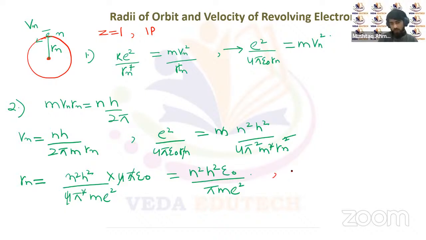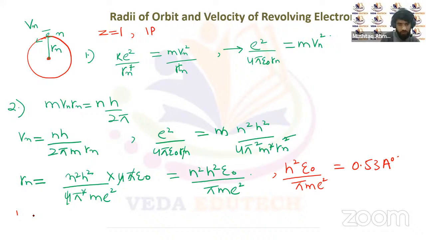If we calculate the values of these constants, h square epsilon naught upon pi m e square comes out to be equal to 0.53 angstrom. Or we can write the radius of the nth orbit of an electron, rn, equal to 0.53 multiplied by n square angstrom. This is the radius of the nth orbit of an electron. Now, this is with respect to the hydrogen atom only.